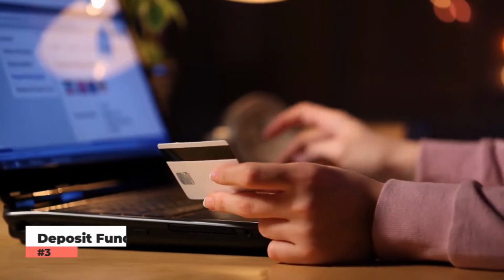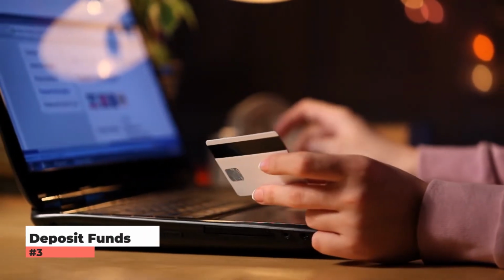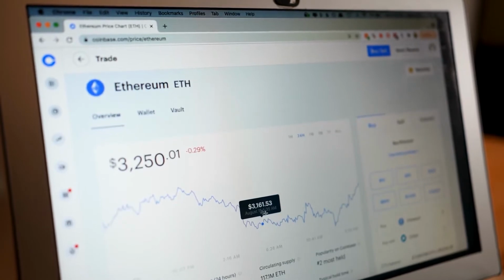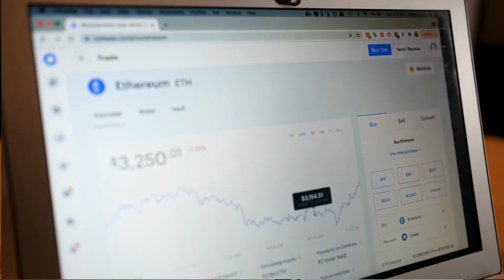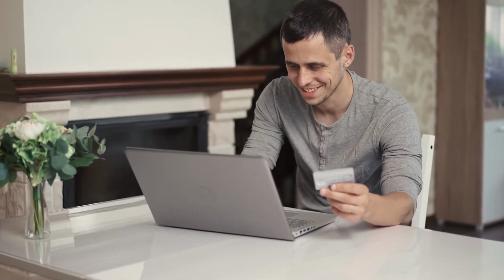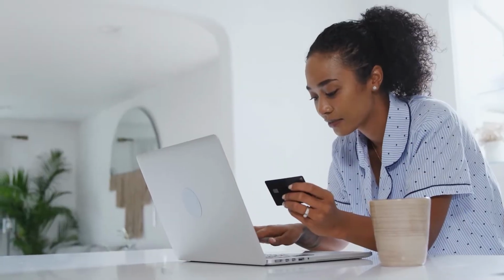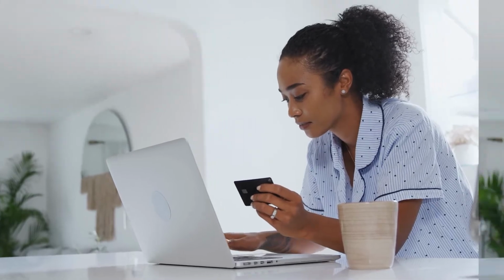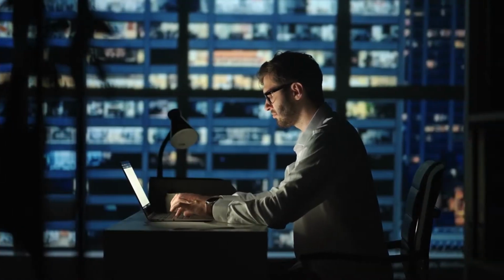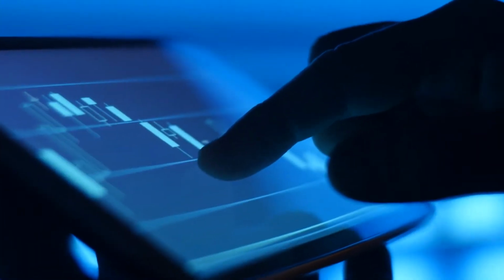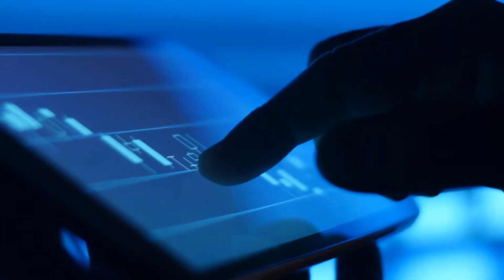After you have verified your account, you can now deposit funds to invest. To purchase cryptocurrency, you must first ensure that you have funds in your account. You can fund your crypto account by linking your bank account, authorizing a wire transfer, or even paying with a debit or credit card. You may have to wait a few days before you can use the money you deposit to buy cryptocurrency, depending on the exchange or broker and your funding method.